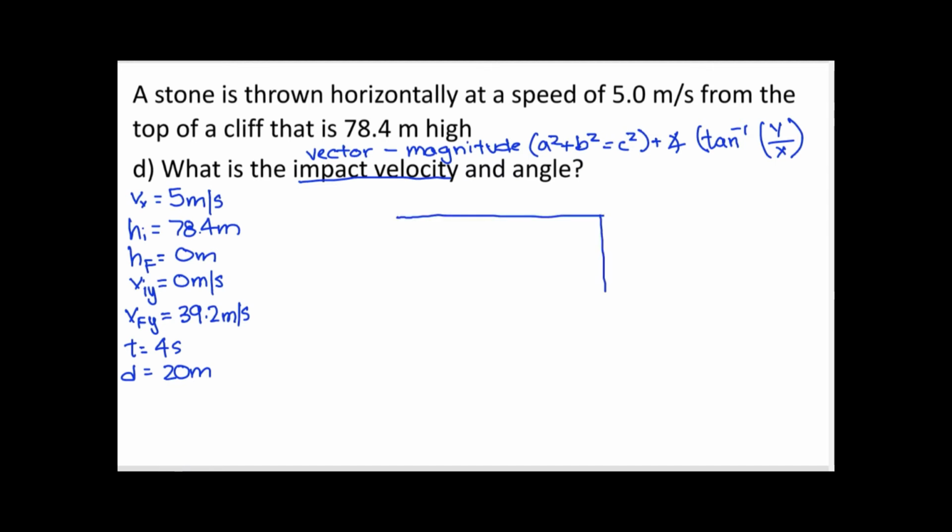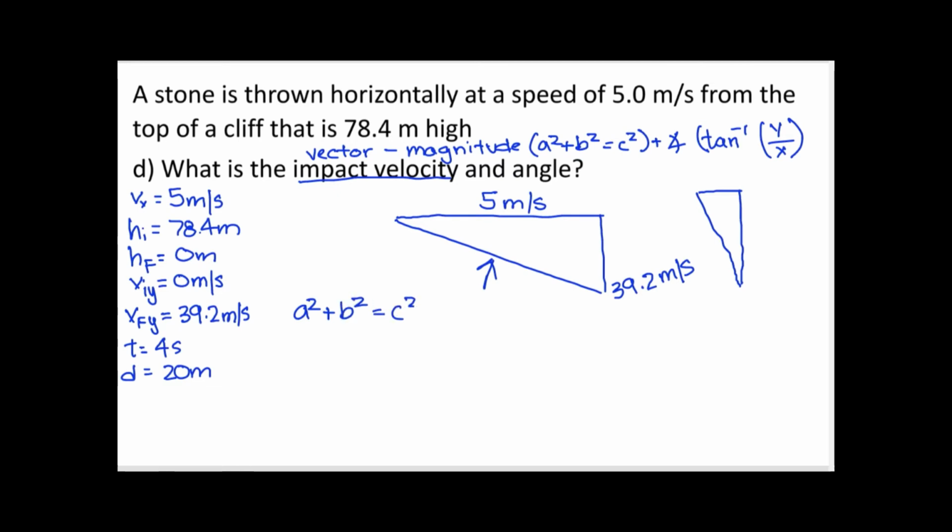If you remember this triangle we drew at the beginning, this is going to be 5 meters per second, and then we now have this number, 39.2 meters per second. So obviously I didn't draw this triangle to scale. If I'd drawn it to scale, it probably would have looked something like that. But anyway, you don't have to draw it to scale. We're basically trying to find the hypotenuse of the triangle. So the first thing we're going to do is a squared plus b squared equals c squared.